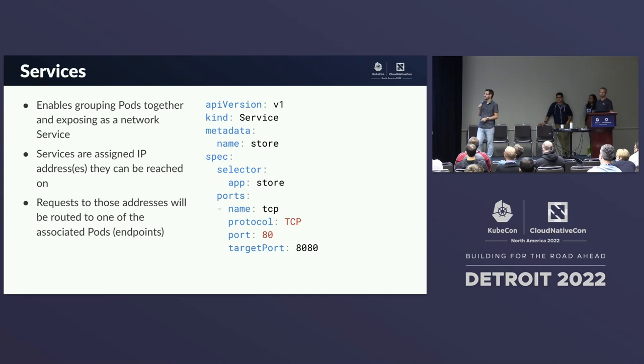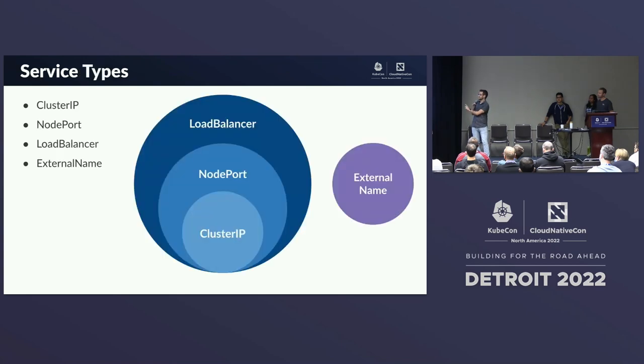Services are usually assigned IP addresses that they can be reached on, and requests to those addresses will be routed to one of the associated pods. Now, most of you may be familiar with the concept of a service type, and there's really four service types here, and three of them are very closely related. You've got a cluster IP service type, which is a subset of a node port service type, which is a subset of a load balancer service type. And then way over on the other side, you've got external name, which is a completely other thing. It's basically a CNAME that does some DNS resolution for you.